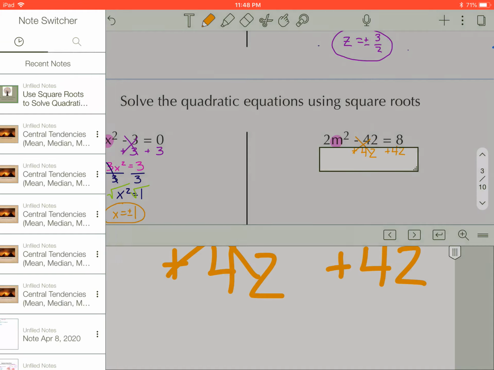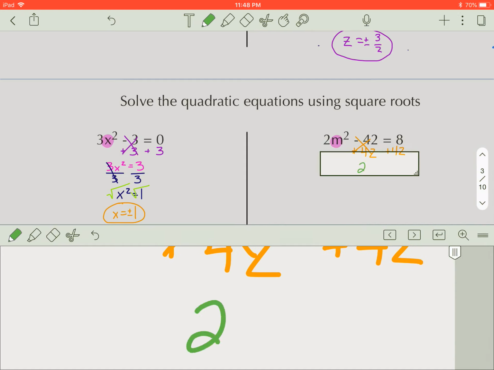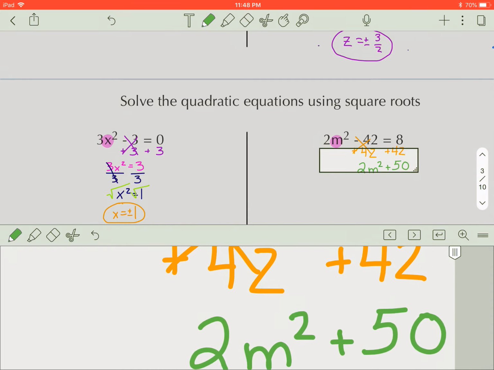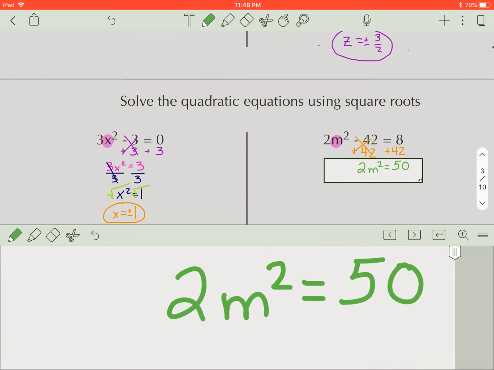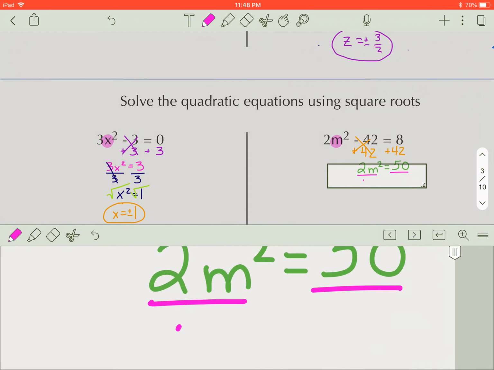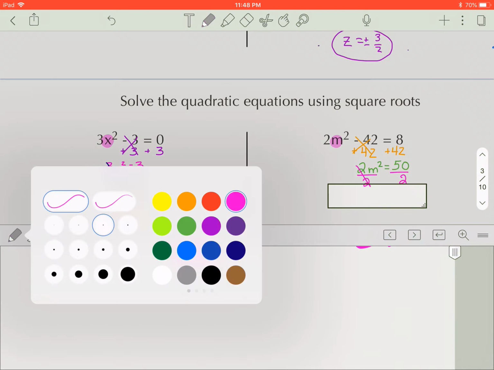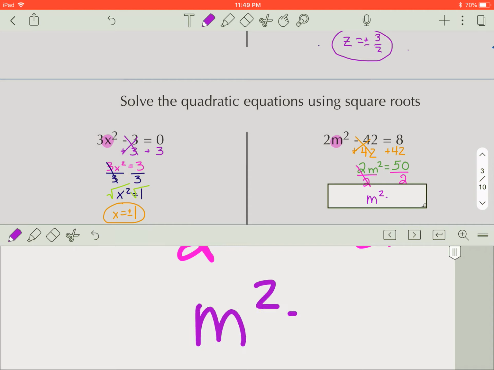That would leave me with, let's just scroll down a little bit more, 2m squared. I lied, not plus 50. 2m squared equals 50. Sorry, guys. Now I would have to divide both sides by 2. My 2s would cancel out, and that would leave me with m squared equals 25.